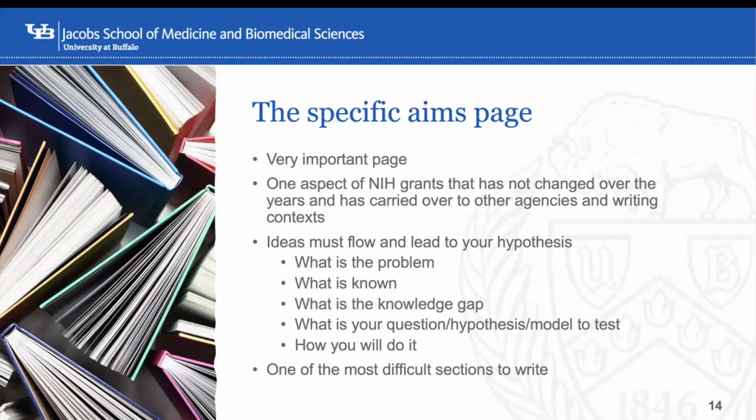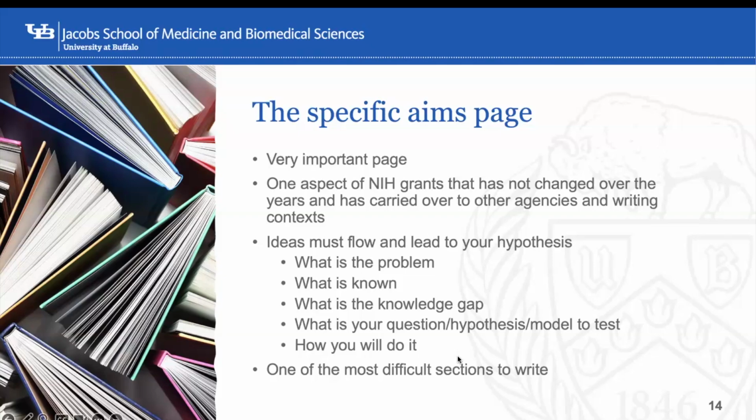So this is, again, when we think about communities of practice and how people expect grants to look, the aims page has a very particular way that people expect it to look and to do. Okay. So ideas must flow and lead to your hypothesis, right? Or your central question. What's the problem? What's known? What's the knowledge gap? What are your questions, hypothesis, model to test? And how would you do it? So those are the things that need to be conveyed in this one page. That's a heavy lift and heavy task.